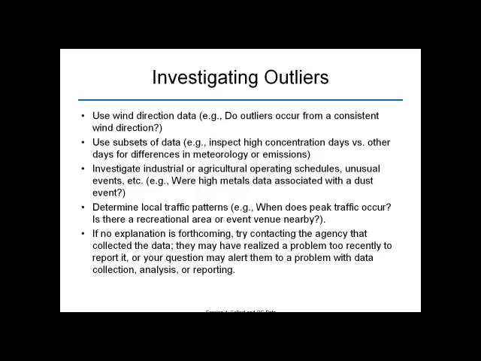And when you do identify those outliers, just do as much as you can with them to try to understand what's going on. Are they coming from a certain wind direction? Do they have certain characteristics by day of week, or some other difference in emissions or meteorology that might be explained by looking at high concentrations versus low concentrations? Look at the emissions activity nearby. Look at your local traffic patterns.